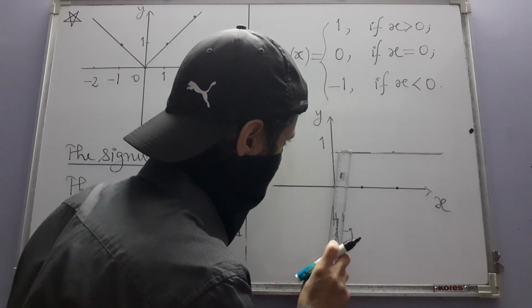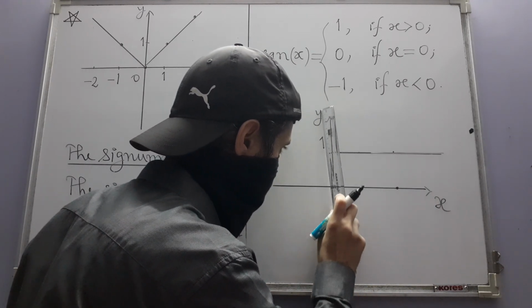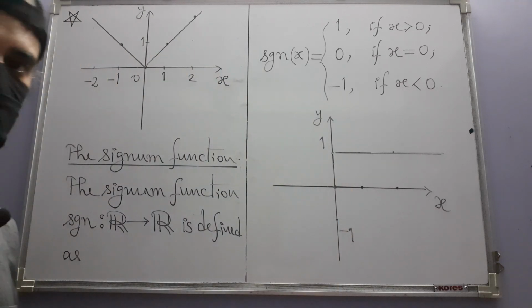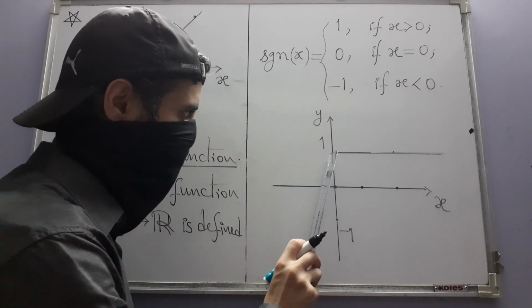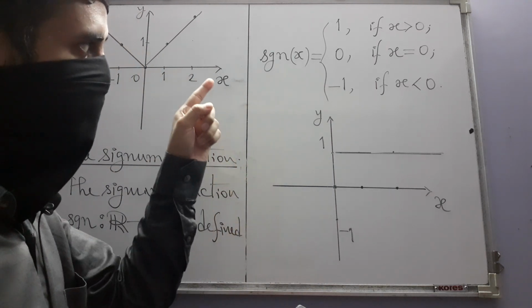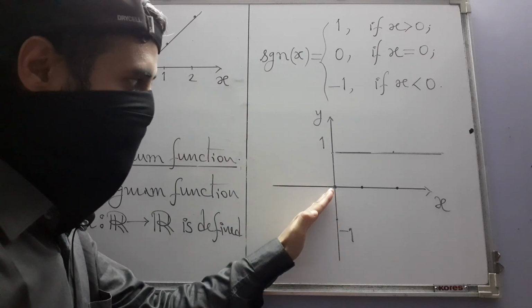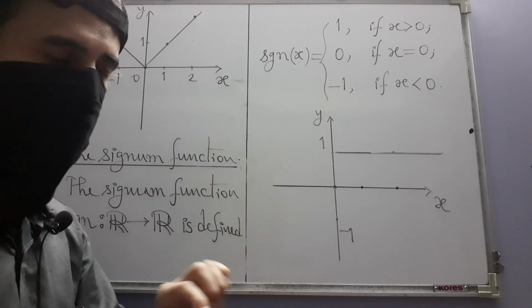Note carefully that this line is not allowed to touch the y-axis. Why? Because if it touches the y-axis, that will mean that this point whose coordinates are 0, 1 should be a point on the graph. But at 0, the function does not have value 1, its value is 0.